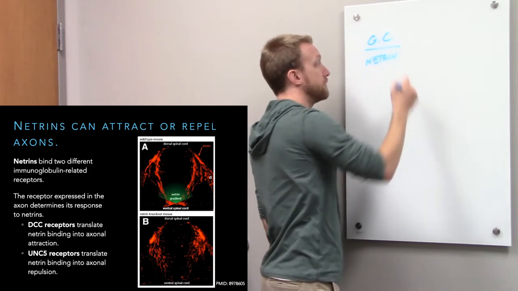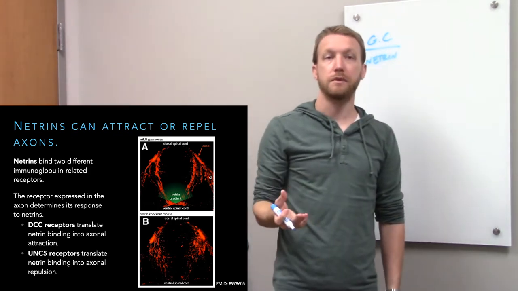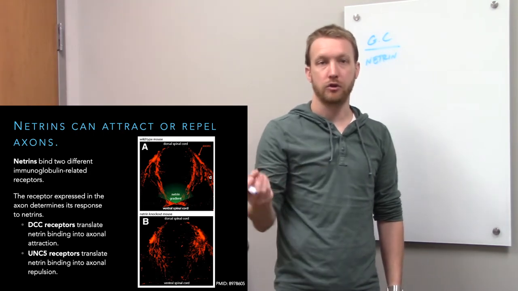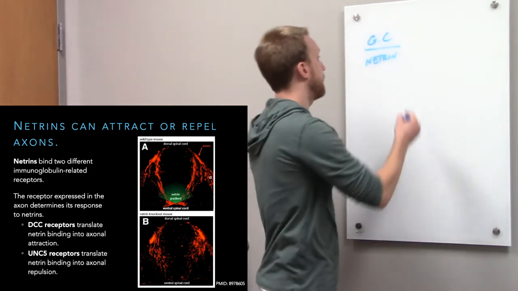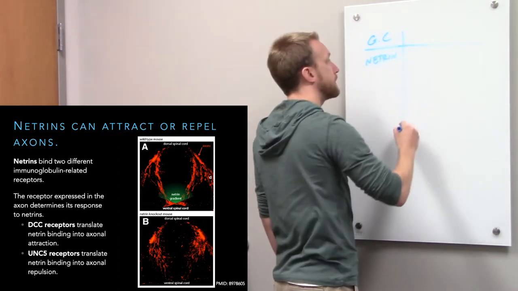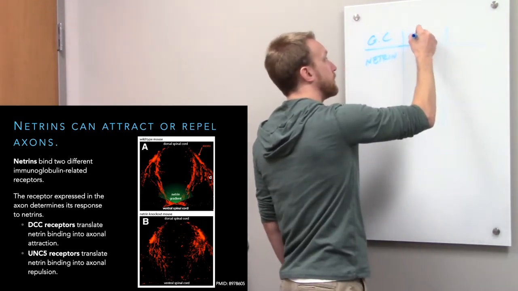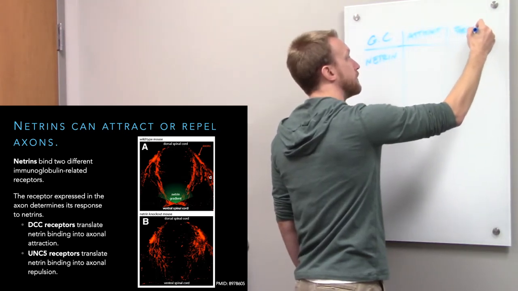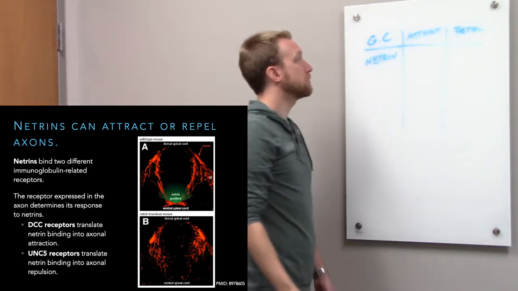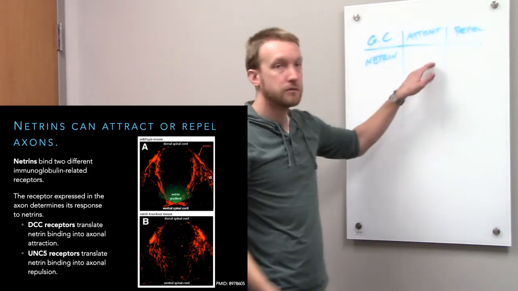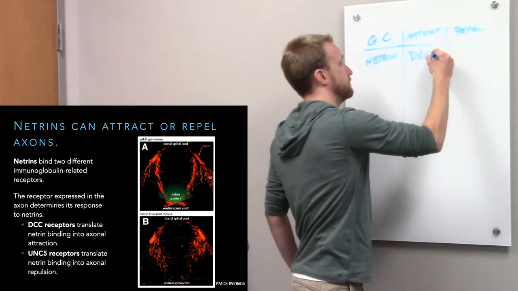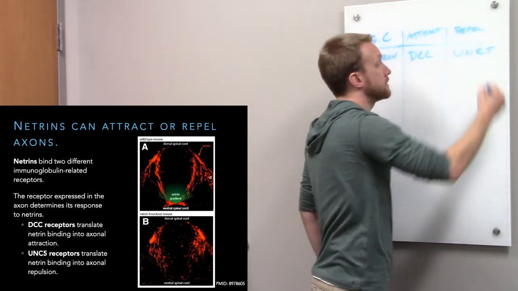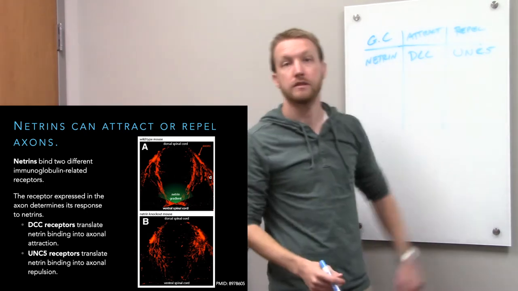netrin. So netrins are going to be fairly important for attracting axons down to the midline and allowing them to cross once and only once. They're going to have both attractive and repulsive receptors. So two different receptors here, DCC is going to attract and UNC5 is going to repel.